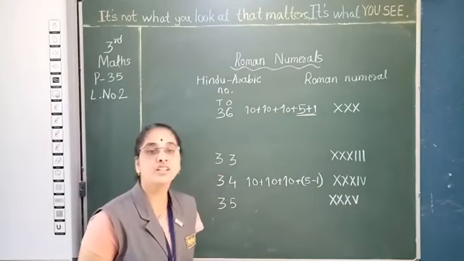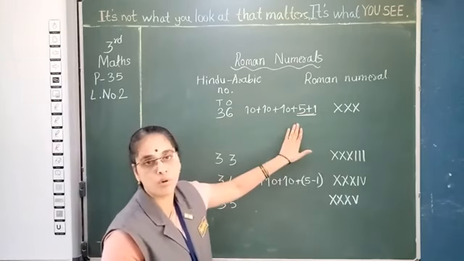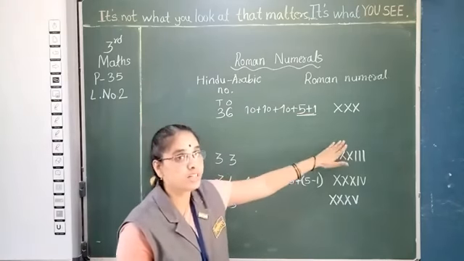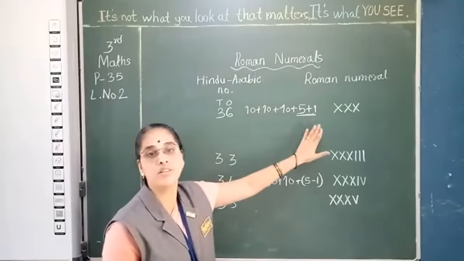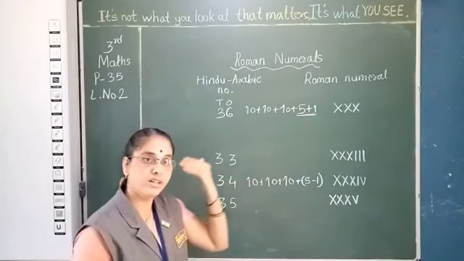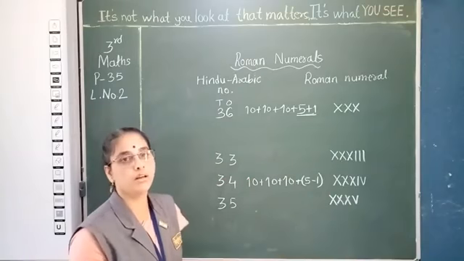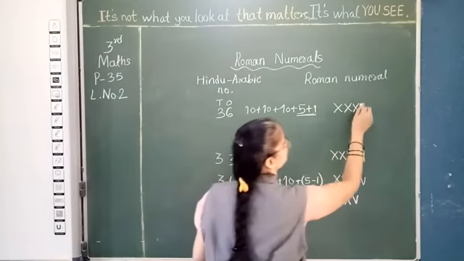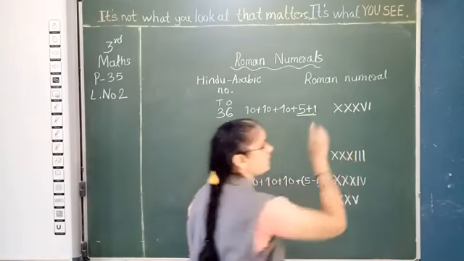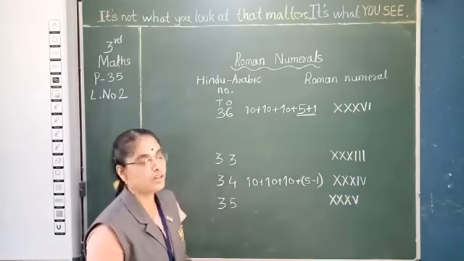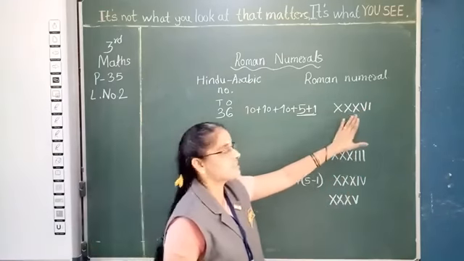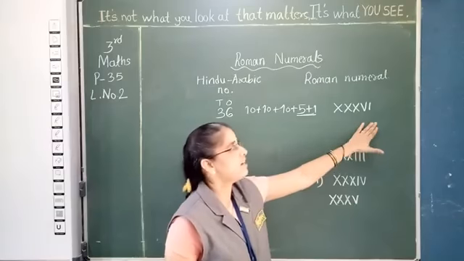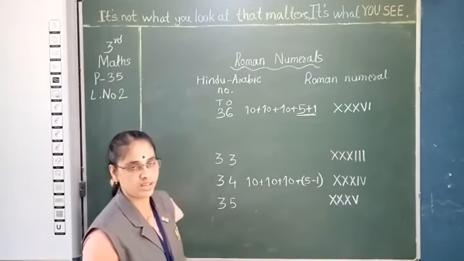So when we are adding the smaller symbol to the bigger symbol, how are we going to represent it? The smaller symbol we write on the right side of the bigger symbol. So first you write V and then you write I. So what is that? XXXVI is for 36.